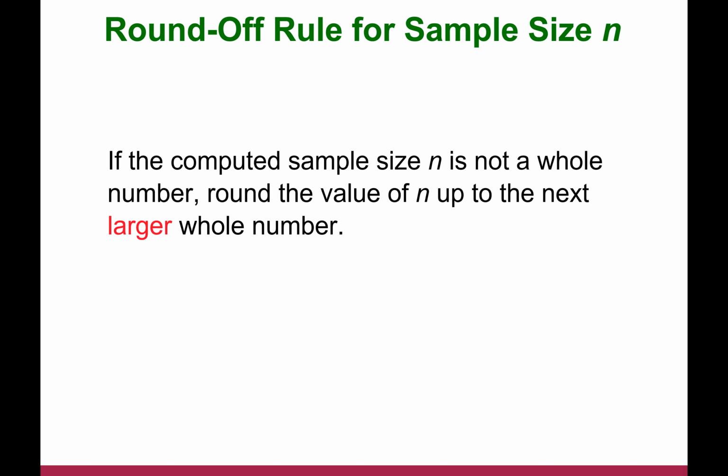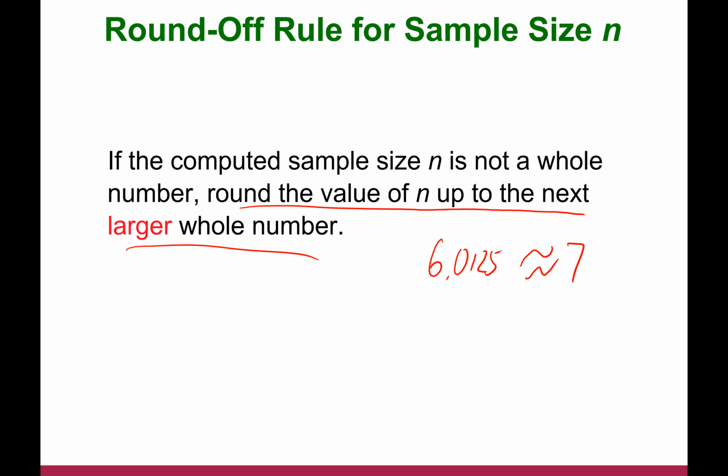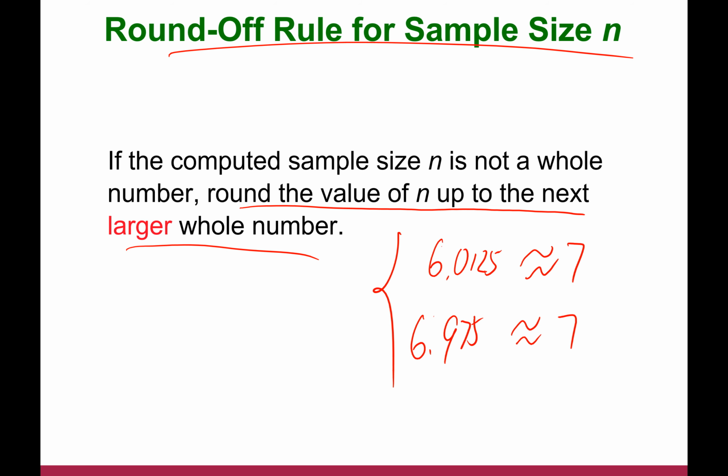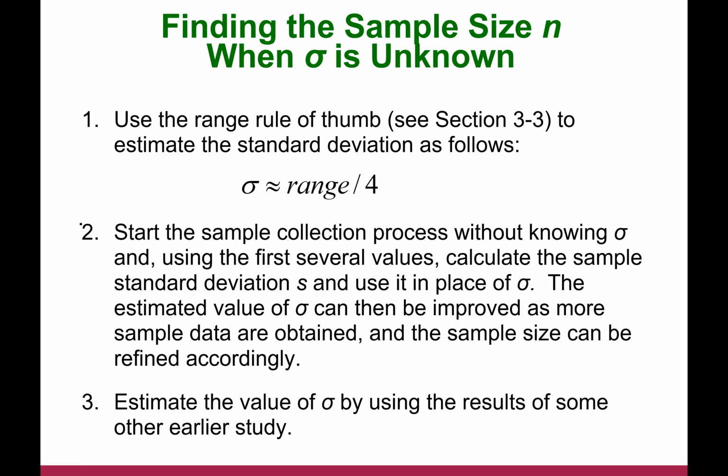If the computed sample size n is not a whole number, then always round it up to the next larger whole number, no matter what the decimal is. For example, if you get 6.0125, you still round up to 7. If you have 6.975, you also round up to 7. So that's the rounding rule for the sample size n: always round up to the next whole number, as long as it's a decimal number.